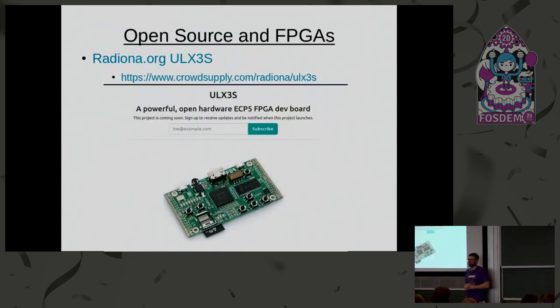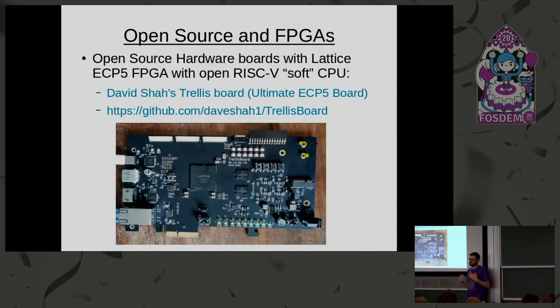There's also a board from a hackerspace in Croatia called Radiona. This one has SDRAM though, so it's not quite as capable as the OrangeCrab, but it will be coming out soon from Crowd Supply, I think in the next month or two. You'd be able to go and back this campaign on Crowd Supply. And then David Shah, who did the work on Project Trellis, which enabled us to use these tool chains with the ECP5, created this ultimate board, I think mostly for his own development needs. It has a gigabyte of DDR memory, Ethernet, PCI, all these things on there. This is not available.